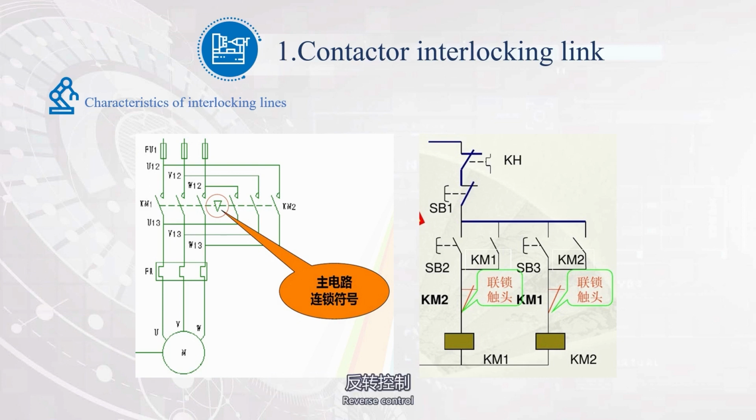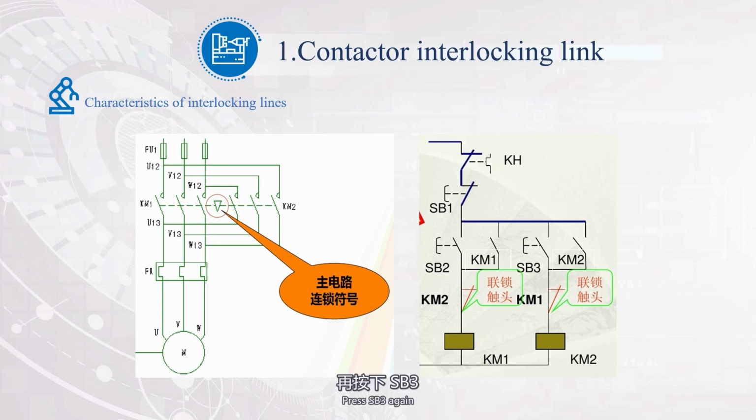2. Reverse control. Press SB1 first, KM1 coil loses power. KM1 self-locking contact breaking to release self-locking, KM1 main contact breaking. Motor M loses power and stops running. KM1 interlocking contact is restored to closed, and KM2 interlocking is released.